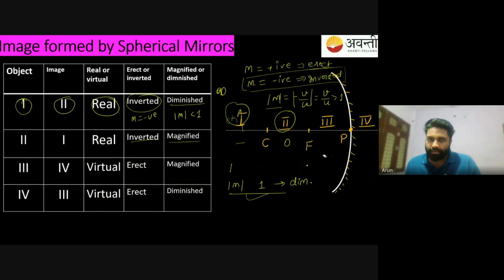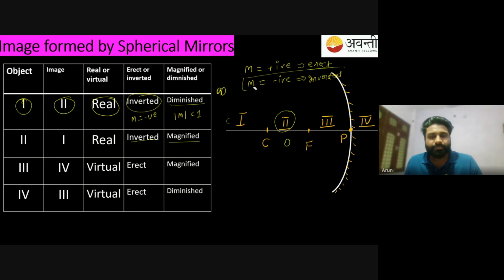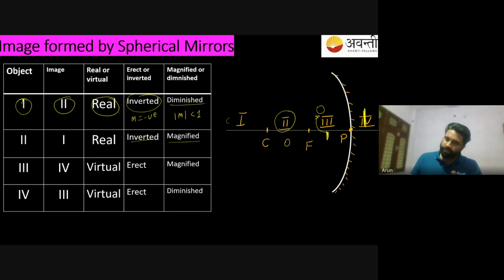Now if I move on to the next part. Okay, so in the next part, if the object lies in the third region, what would be the third region? It is between focus and pole. So if the object lies here, this is the object, the image formed will be in the fourth region. Okay, got it?